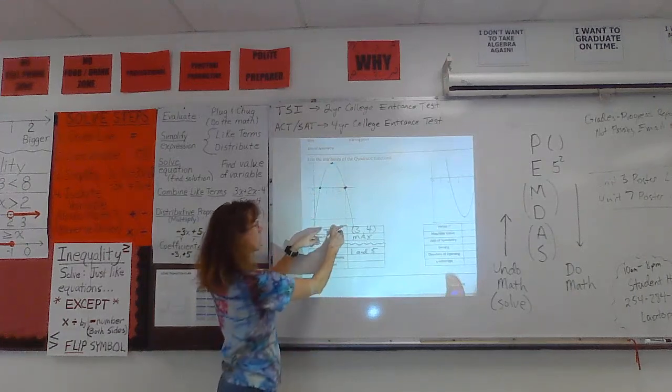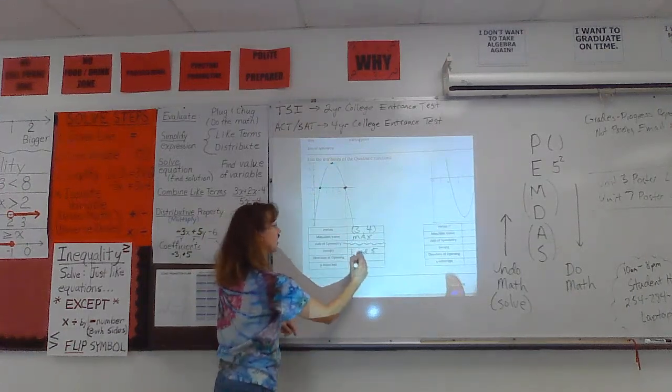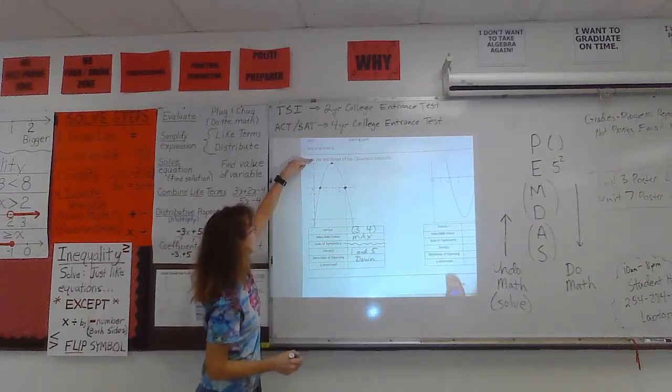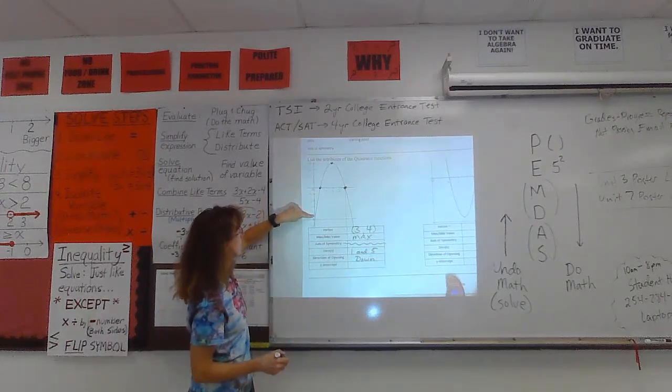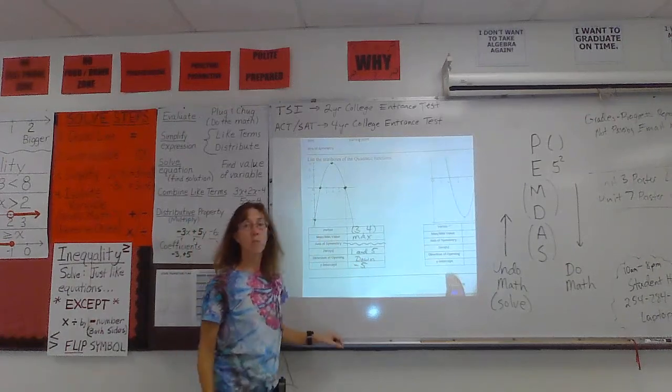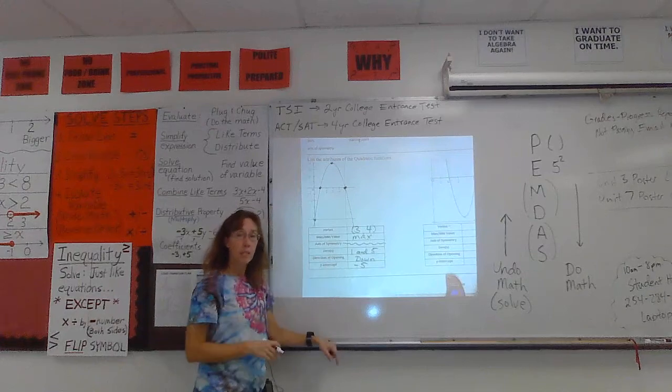There's no way out. But see how it's open down here? So it's opening down. And the y-intercept is where it's crossing the y-axis. If I come down the y-axis, way down here at -5. So that's all we're doing: when they give you a picture, just picking out these parts.